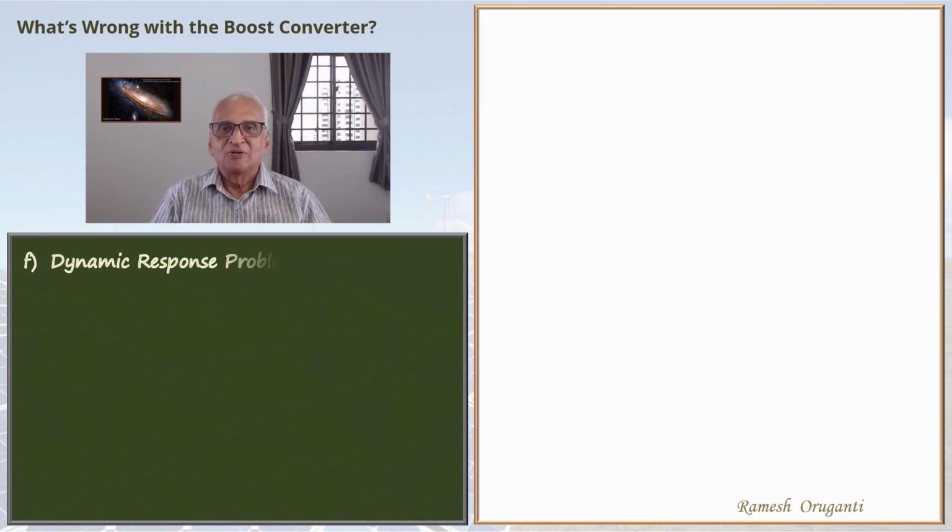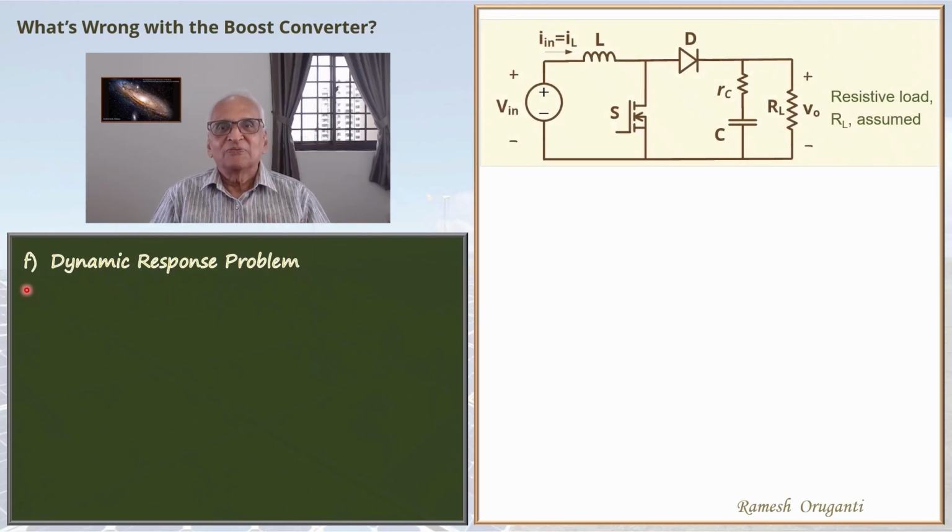Dynamic response problem. This is the last problem that we are going to see. This is a very important aspect of how a boost converter works. As I mentioned earlier, this deserves a separate video or two. Since I do not wish to make this video very long, I will just give the outline of the problem. This issue occurs in the boost converter under CCM operation only. In DCM operation, this problem does not arise. It also arises in a few other converters, for example, the buck boost converter.